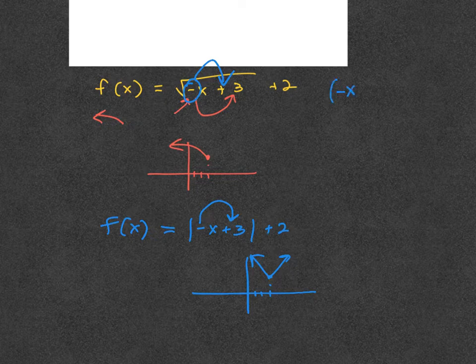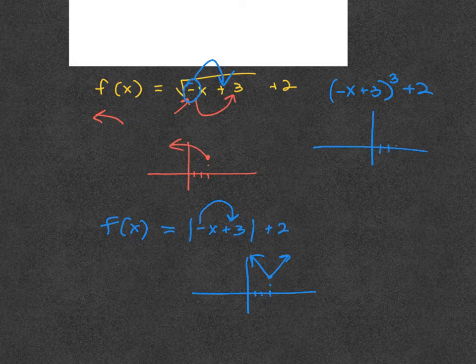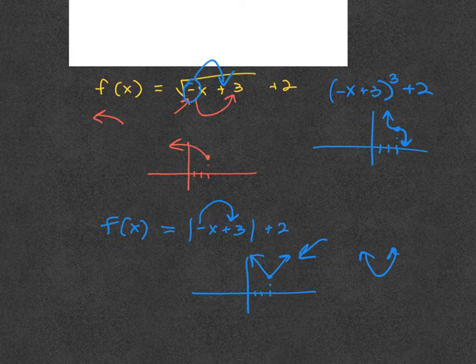So if I had this, now it's going to the right 3, up 2, and then a cubic function usually goes up to the right and down to the left. This is going up to the left, down to the right. This would be the same as if it's a parabola, because when you flip a parabola or a V, it still stays the same shape. It would just affect your horizontal shift.